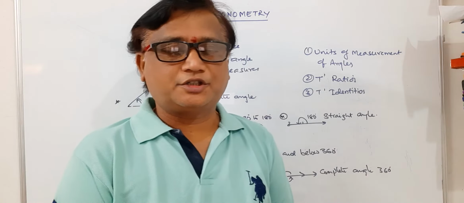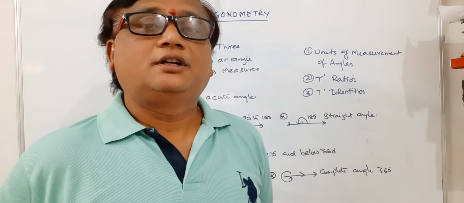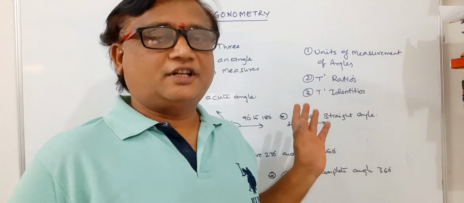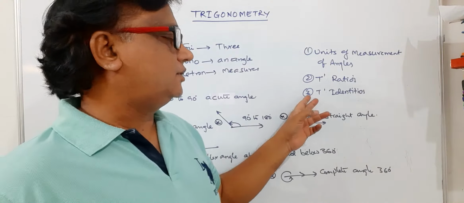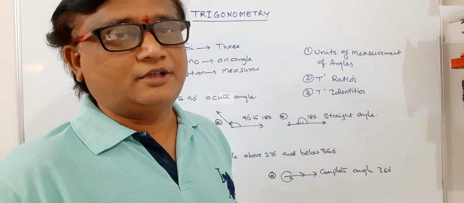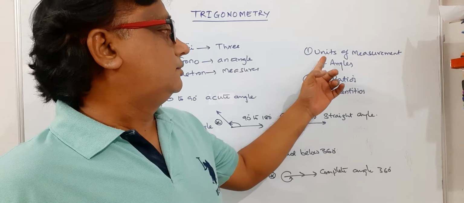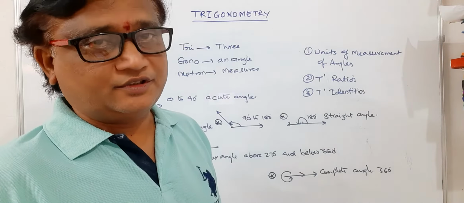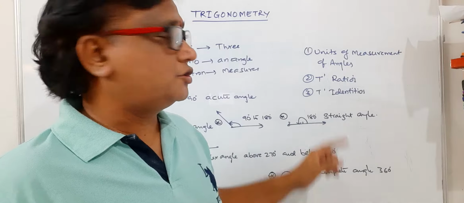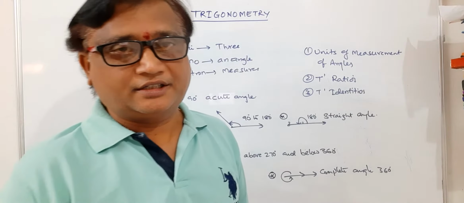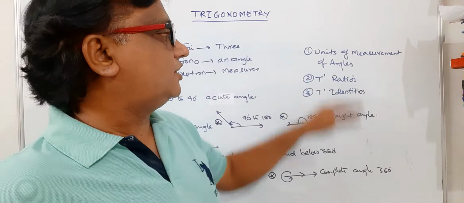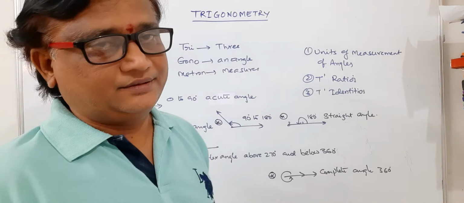Hi, in this video session, I am going to explain trigonometry. In this trigonometry, I divided into three parts. Fourth part is applications of trigonometry, later I will discuss. So, first one is units of measurements of angles and trigonometric ratios. Third one is trigonometric identities. In this video session, I am going to explain the units of measurements of angles.